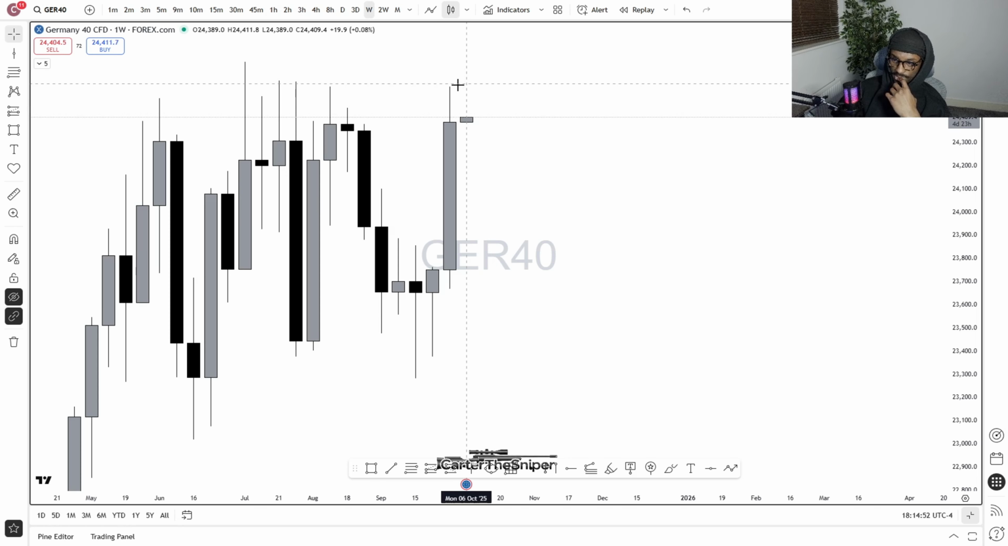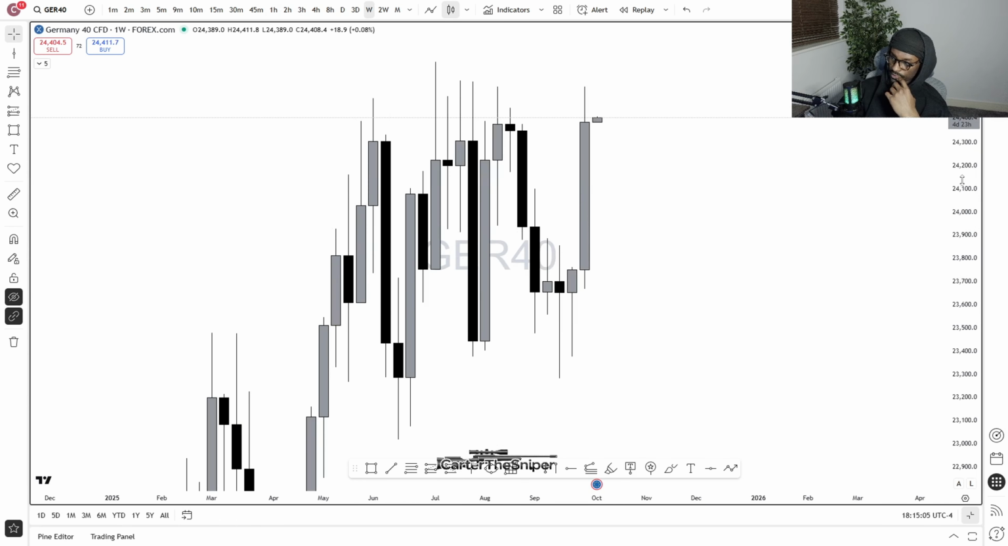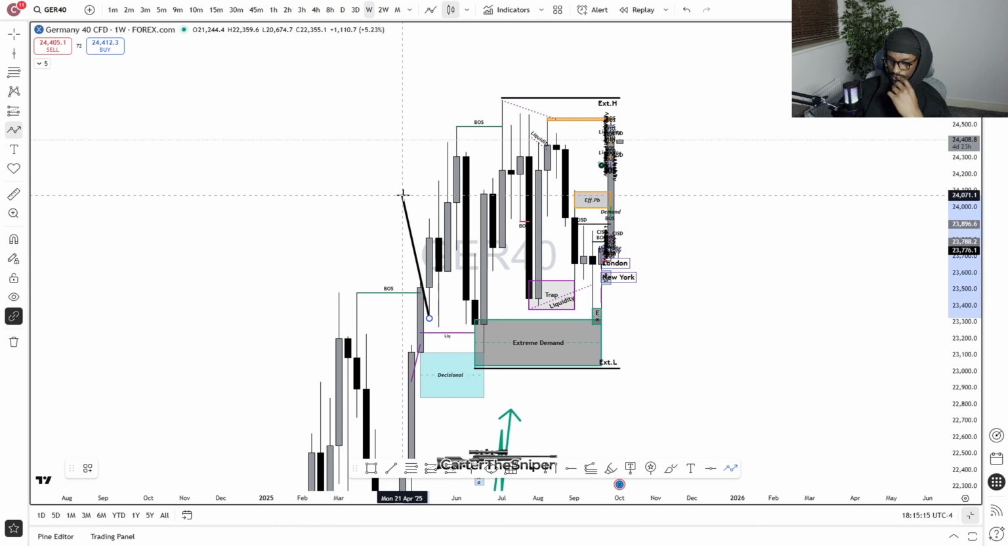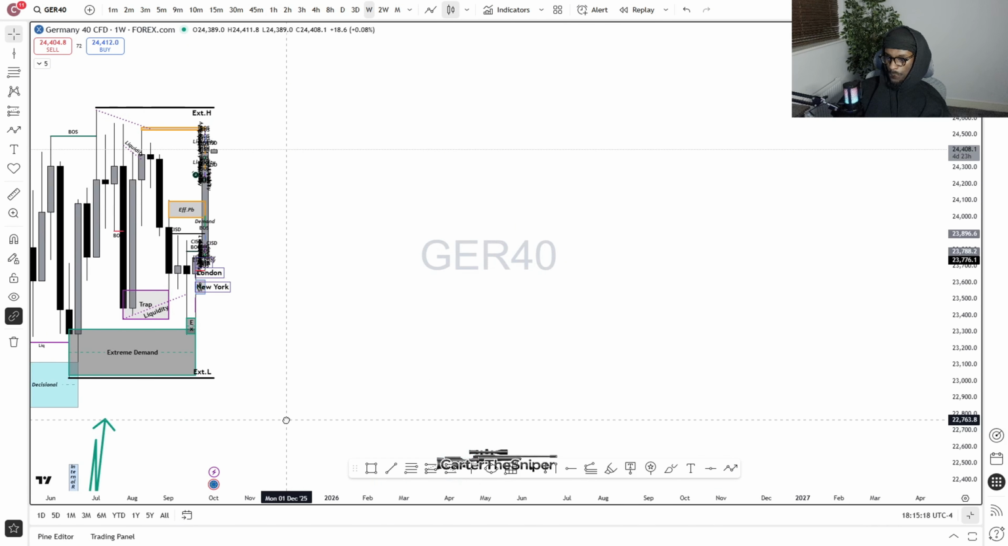Could we break it, or could we use this point here as efficiency of the pullback, and this being liquidity, and this being a point where liquidity could happen, taking this liquidity and then reversing and coming all the way down? Could we also have that? Because this move here will be finished. Because think about it, the market moves like this.